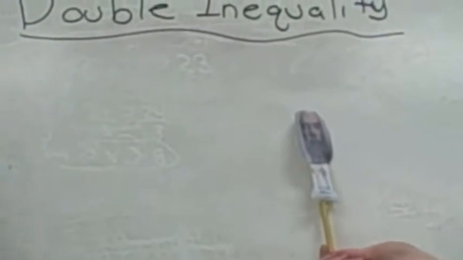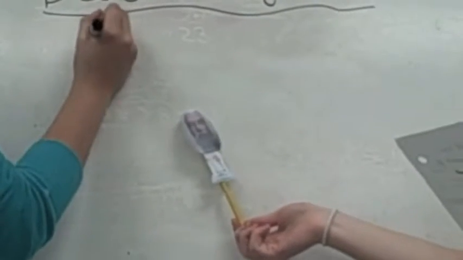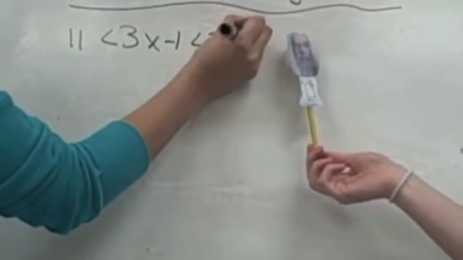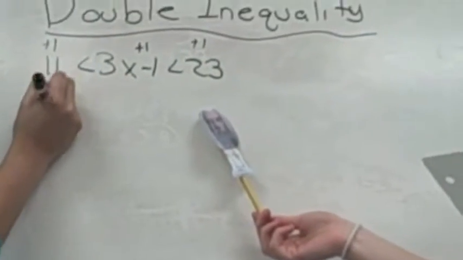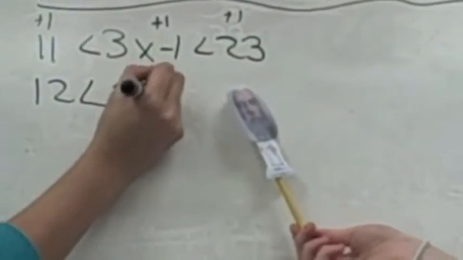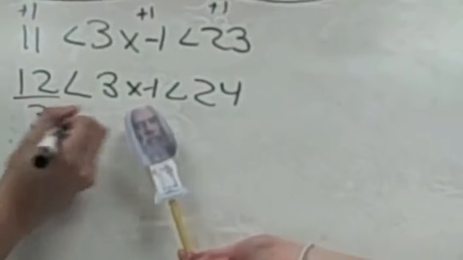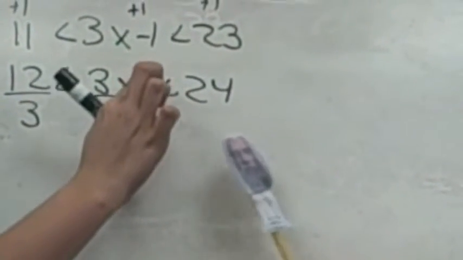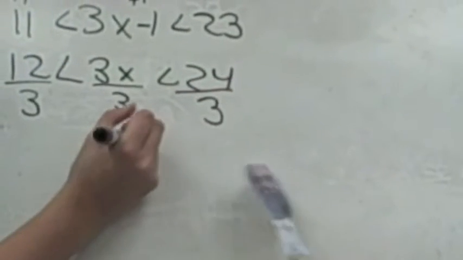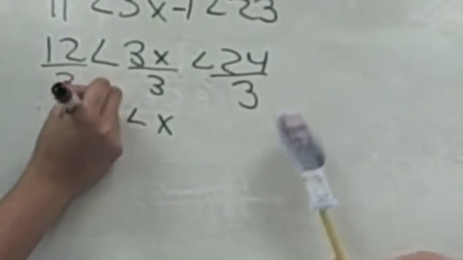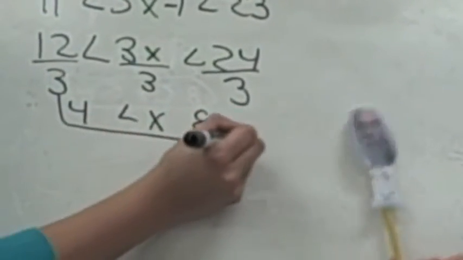Now, for double inequality. For this, you do the same work as a single inequality. So, when you have the inequality 3x take away 1 between 11 and 23, you have to add 1 to either side of the inequality. And you get 3x in between 12 and 24. You then divide each side by 3, so you get x in the middle, in between 4 and 8. You can also show it as a number line.